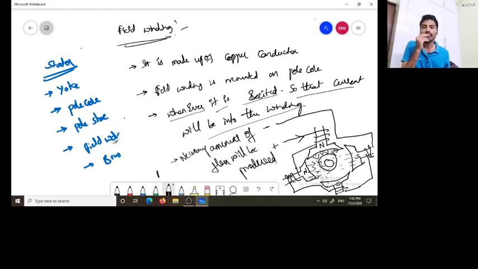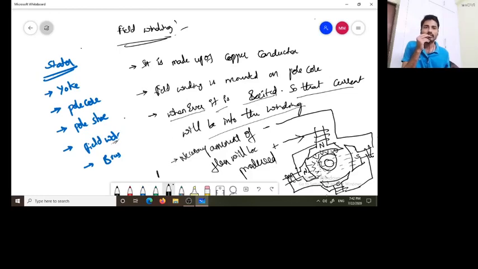Field windings are made up of copper, and the field winding is mounted on the pole core. Whenever it is excited, current passes into that winding and the necessary amount of flux is produced. So the purpose of the field winding is to produce the amount of flux required by the generator. This is the main purpose of a field winding.